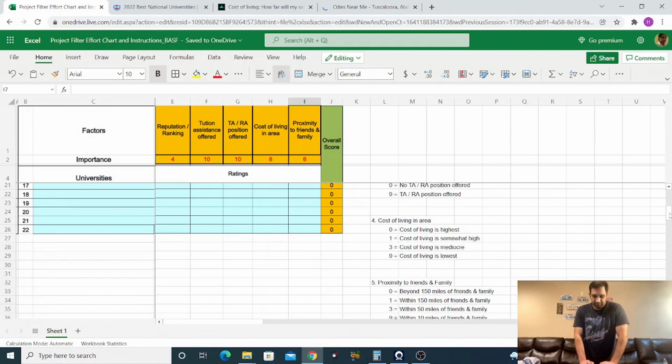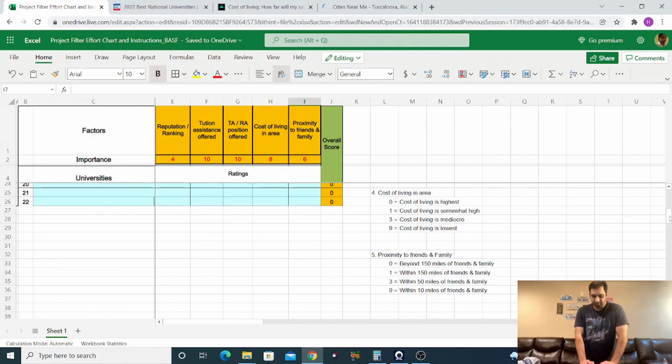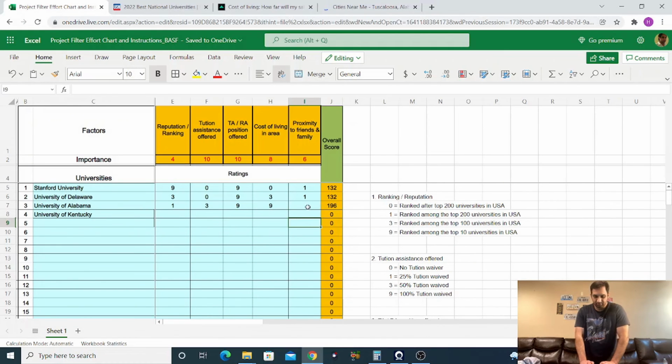Proximity to friends and family, I might say that okay, I don't have any friends and family in the area. The friends and family are beyond 150 miles, so I will give it a 0 here. But still, you can see that your score came out to be higher. What's the difference? The university is ranked significantly lower than Stanford, but since you got tuition assistance here, and that is significantly important for you, as a result, your overall score was much higher than Stanford. Hope that makes sense.